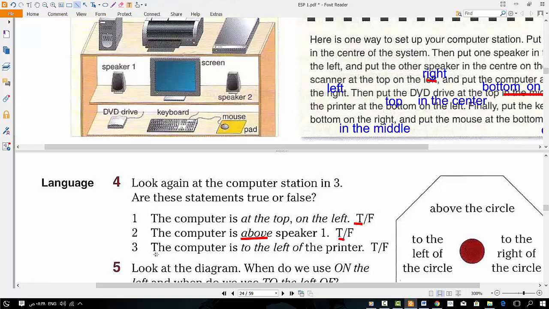Number 3. The computer is to the left of the printer. To the left of the printer. This is the computer. This is the printer. To the left of the printer. يعني إلى اليسار من الطابعة. يسار الطابعة. So this is true.